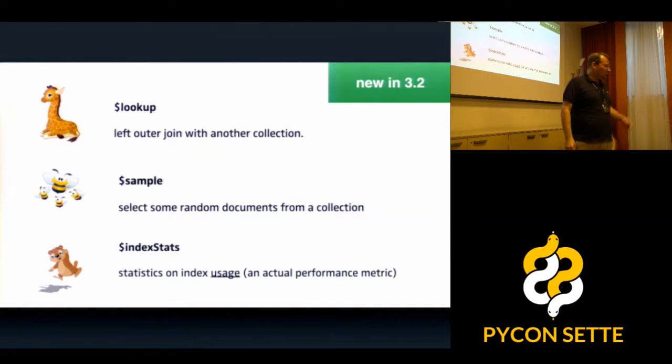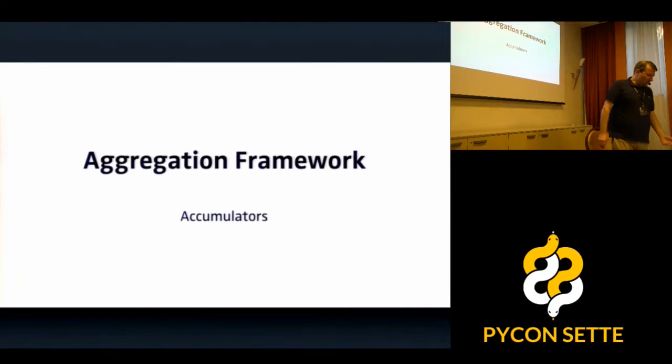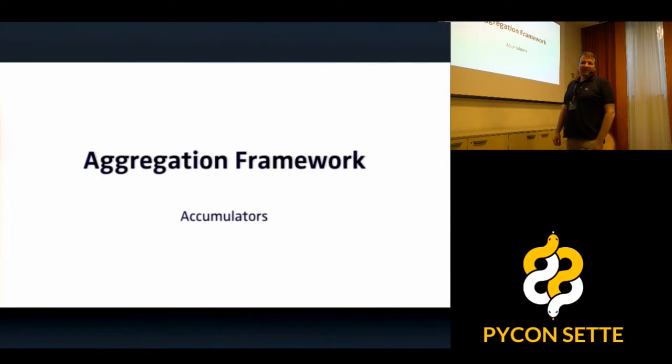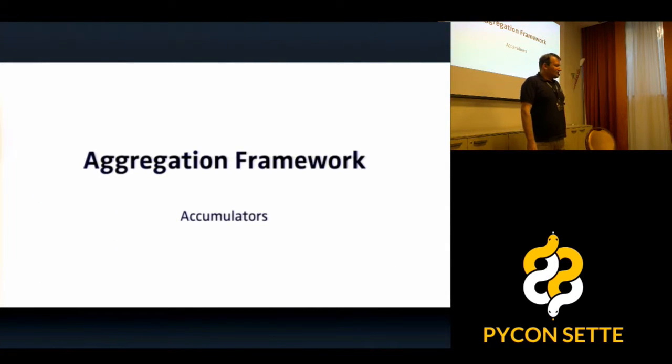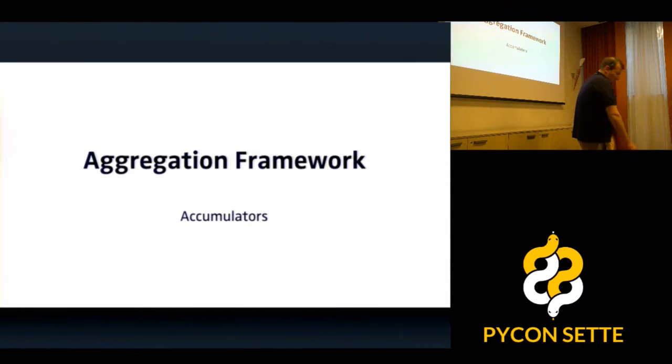And then we have the new stages: lookup for left outer join, sample to get some random documents, and index stats to inspect how often we hit our indexes. And of course, we can do more. We also have accumulators like min, max, average in the aggregation framework, and let's work with that. So let's go back to our document.